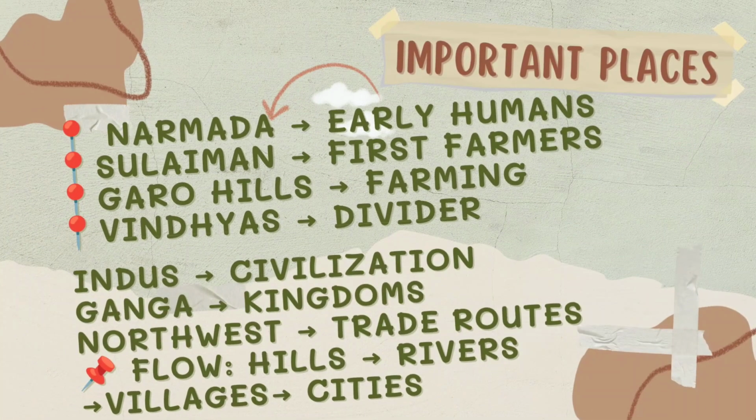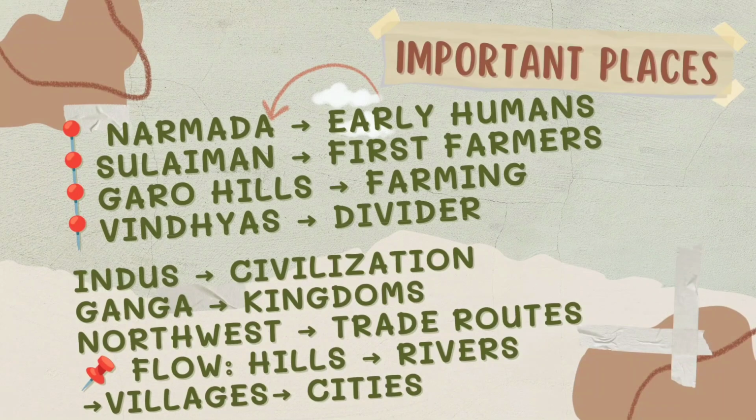Now, quickly understand important places. Don't try to mug up, just understand. Narmada Valley. This is where some of the earliest humans lived. They were hunters and used stone tools. Then Sulaiman and Kirthar Hills. This is where people first started farming. Garo Hills in the northeast, again earlier agriculture.